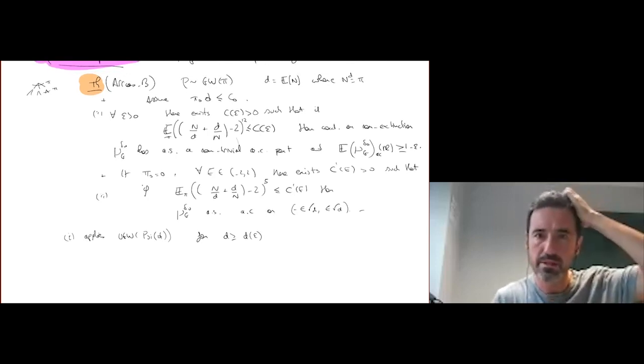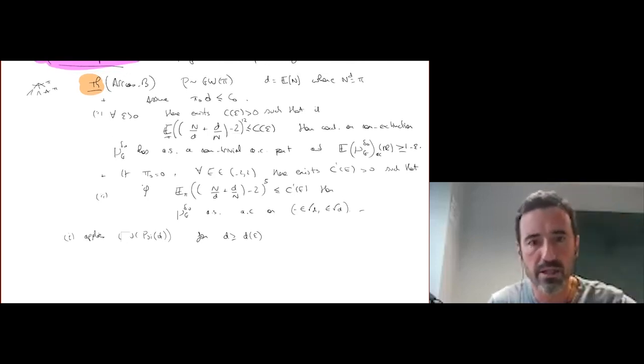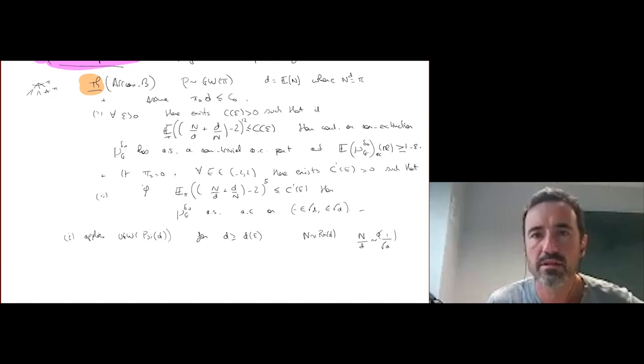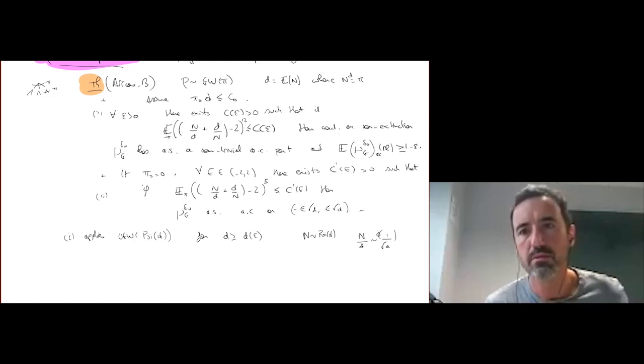Okay, so it means that because the relative variance, if you take n to be a Poisson random variable, n over D is of order 1 over square root D with high probability. So it will concentrate for D large enough. So if this criterion holds for any epsilon, you'll be able to apply it.